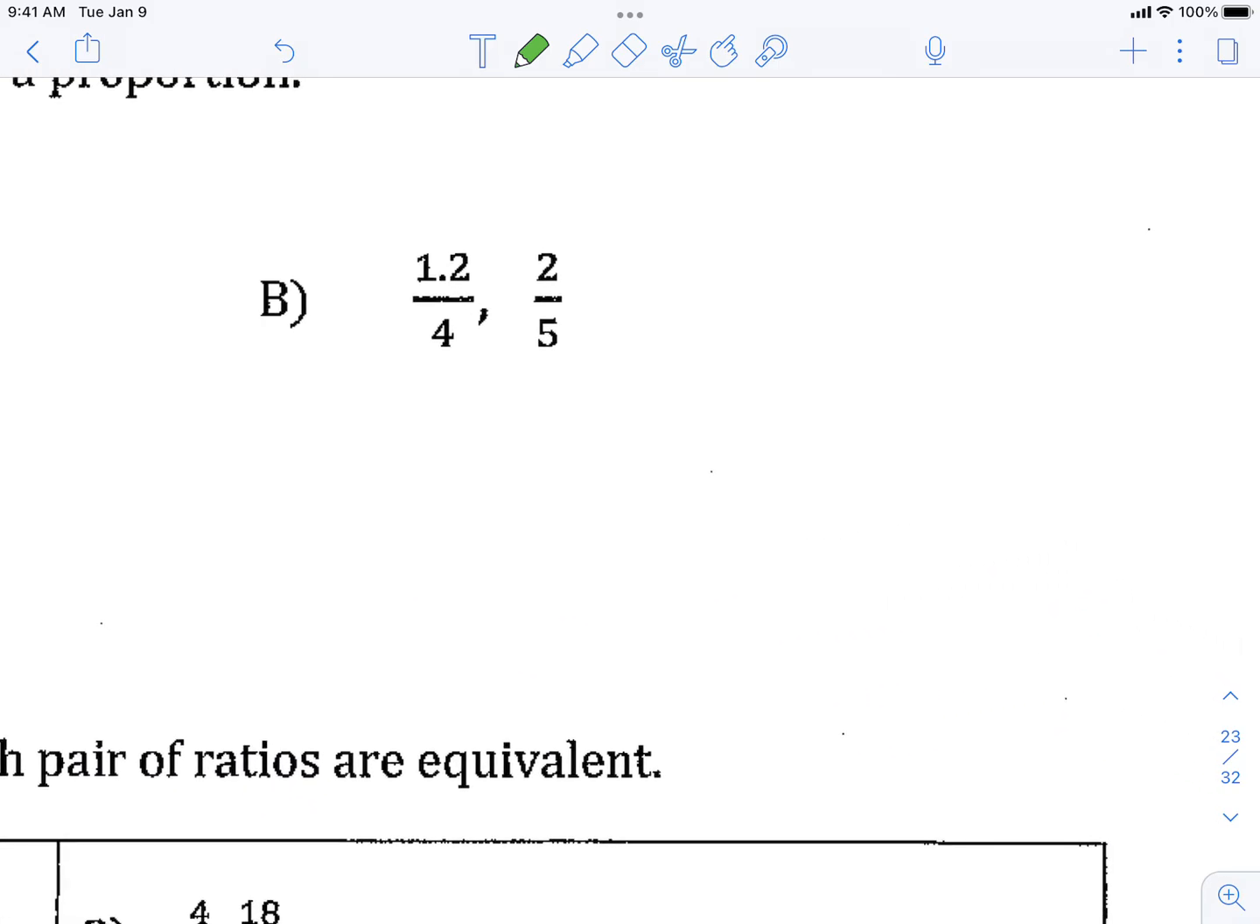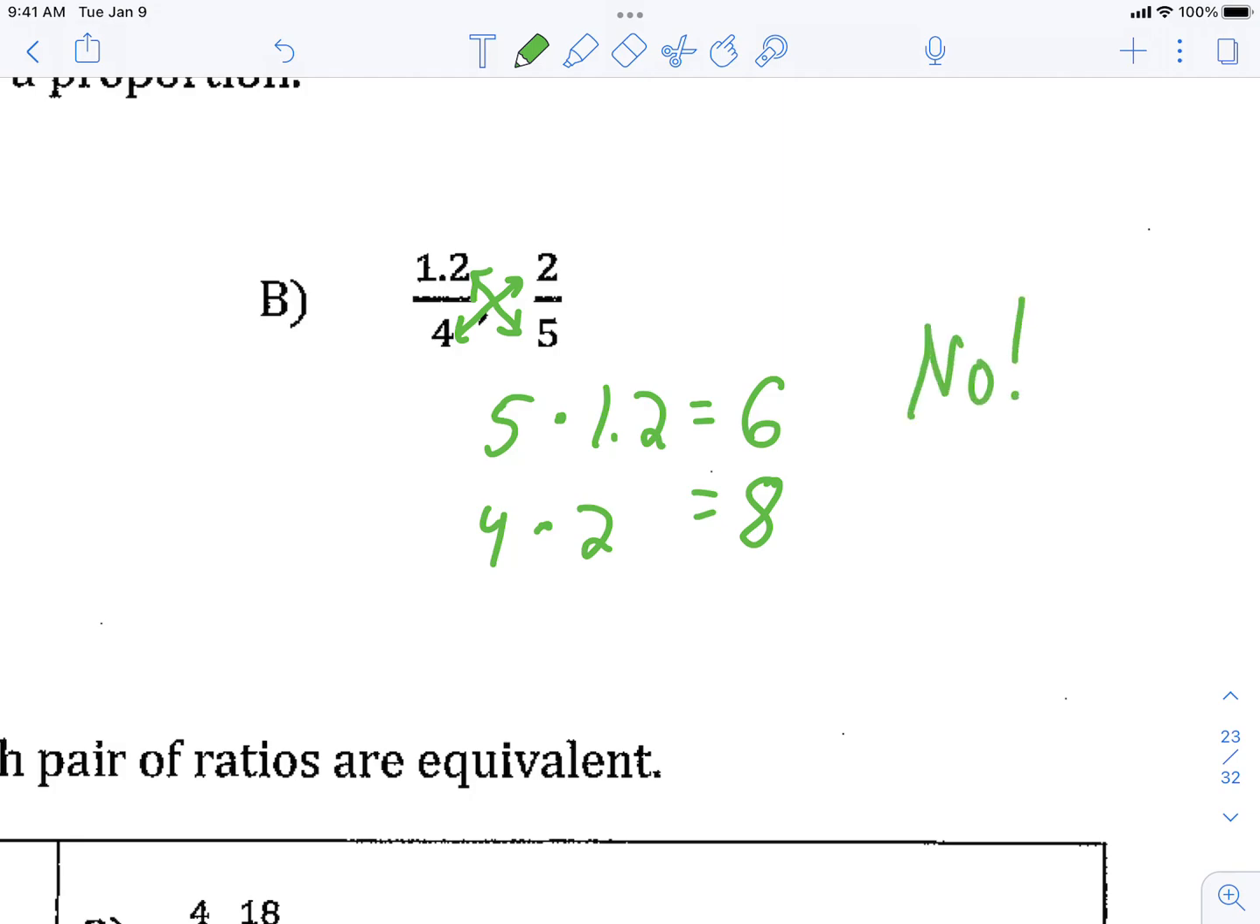B, again, we have two fractions here. We have two ratios, and we want to see if they form a proportion. So we're going to cross multiply. So we have 5 times 1.2, and that equals 6. And we have 4 times 2, and that equals 8. Obviously, 6 does not equal 8. So could these two ratios form a proportion? No, they could not.